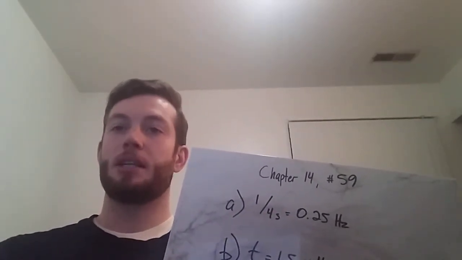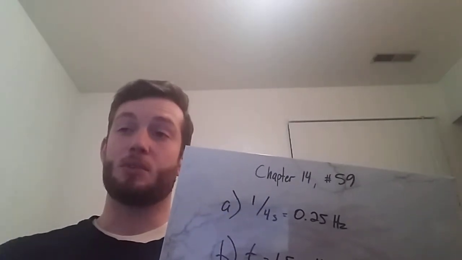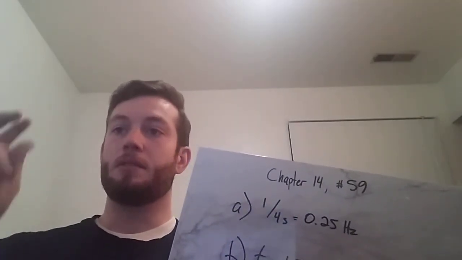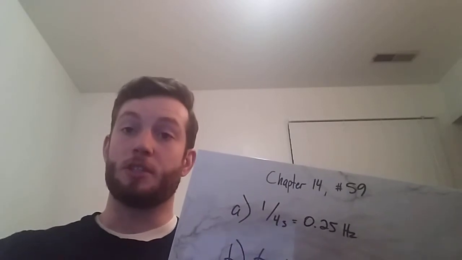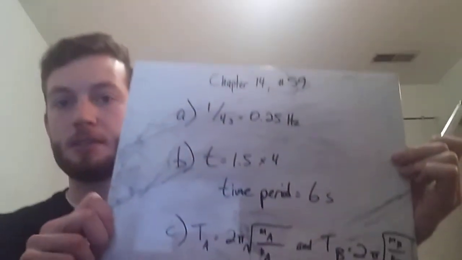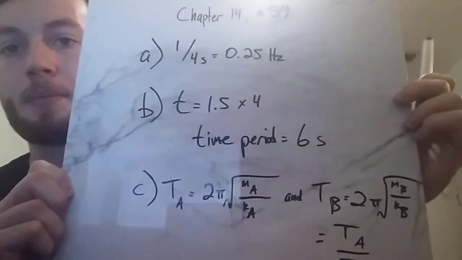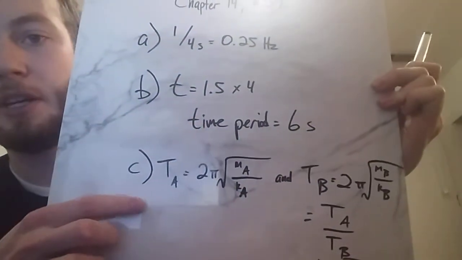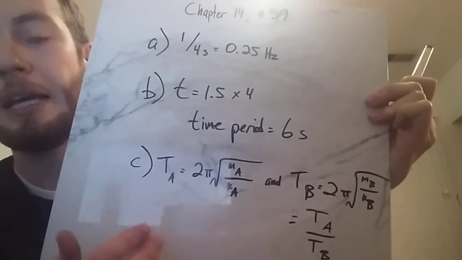Now, part C then asks, if both systems have the same mass, what is the ratio of Ka to Kb, or basically what's the ratio of their spring constants to each other? Now, to solve for this, we've got this equation right here. Well, we got two separate equations, really.